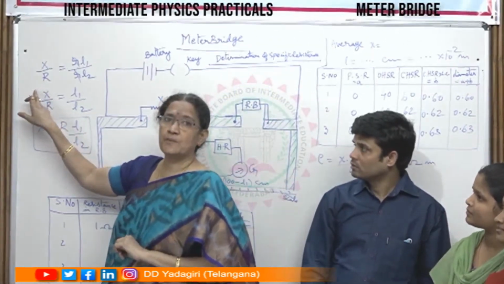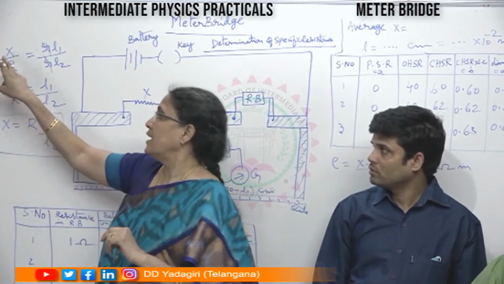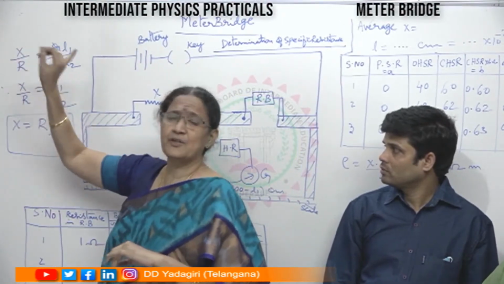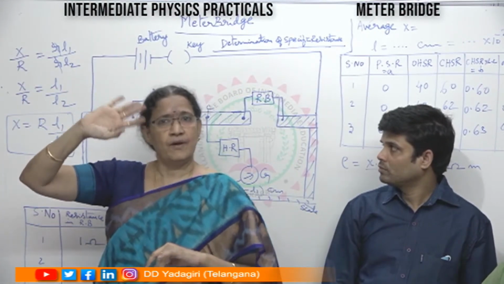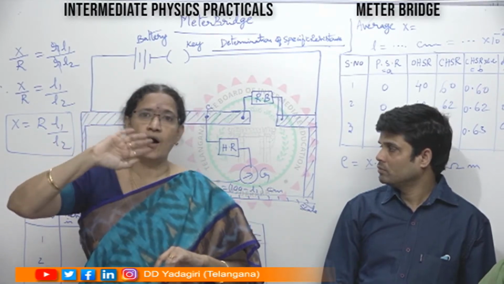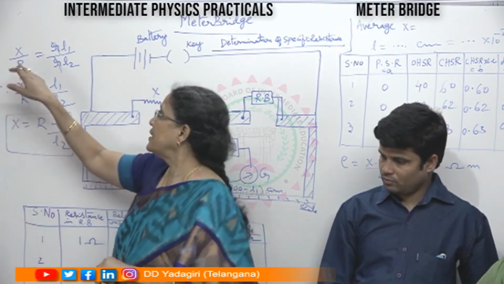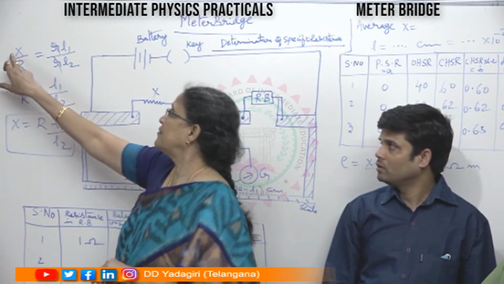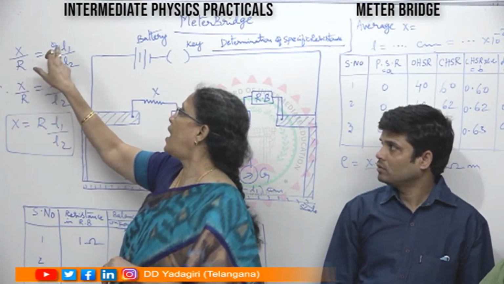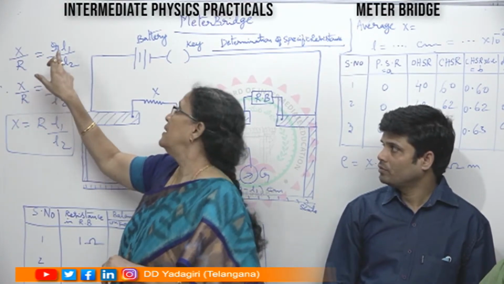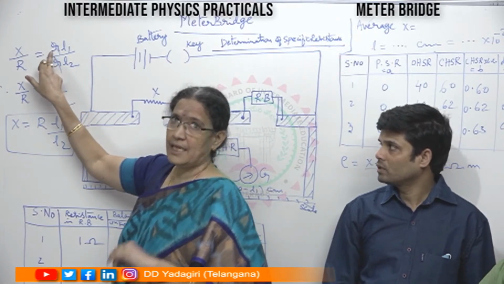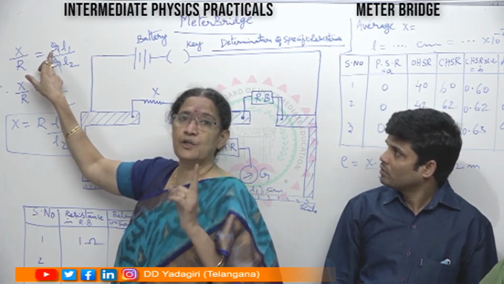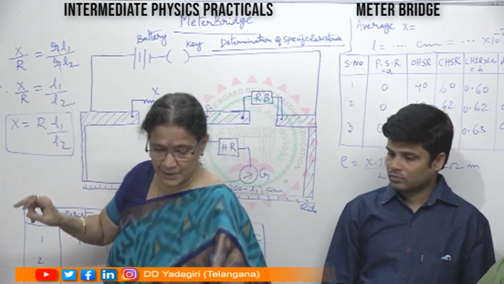What is that Wheatstone bridge principle? You have done it in theory. If R1 by R2 is equal to R3 by R4, where R1, R2, R3, R4 are all resistances. So here I have written the formula X by R is equal to RL1 by RL2. This R is the resistance per unit length of the meter bridge wire.